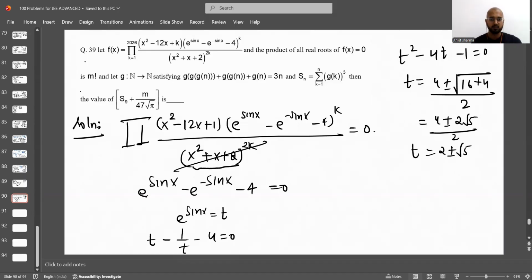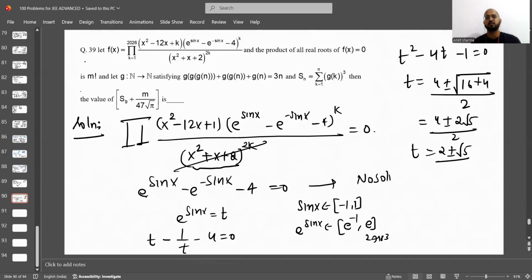And now we need to see where this t belongs to. My sin x belongs to minus 1 to 1, so my e to the power sin x will belong to e to the power minus 1 to e, and e value is 2.7183. This crosses this thing, so there is no solution for this one also. So this also has no solution.